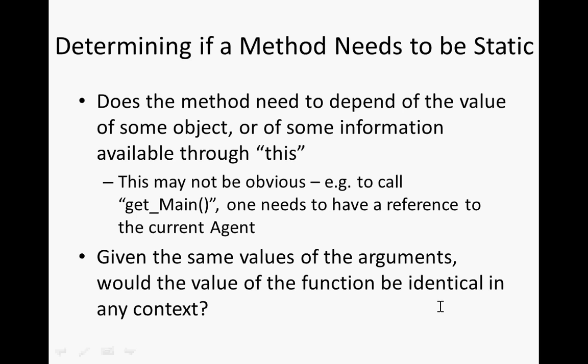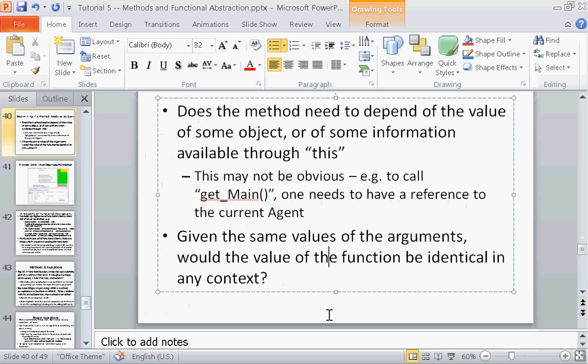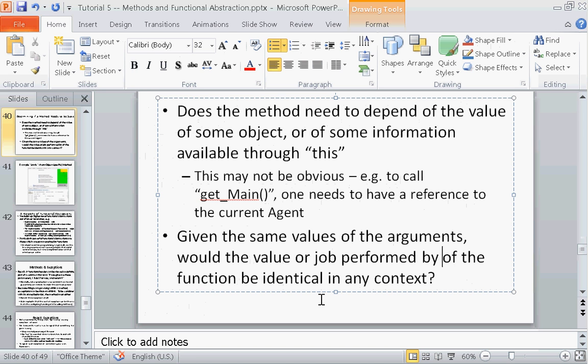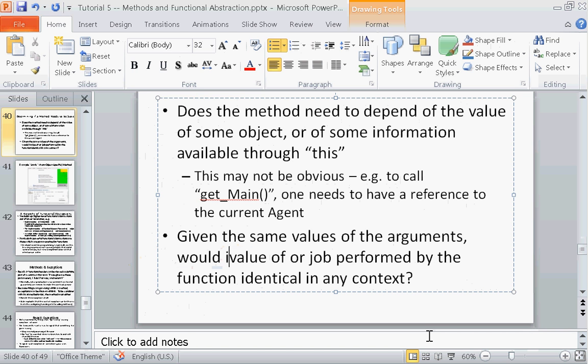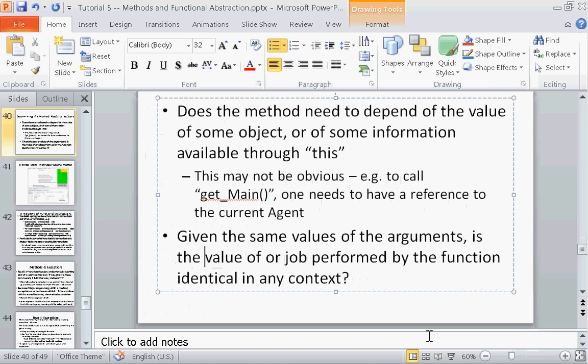Is the value or job performed by the function identical in any context? If it is, then it doesn't need any other information beyond the parameters, so it should be a static thing. Again, this is fairly advanced stuff, but here's an example of a static method. Here's an age coefficient for smoking initiation. If we look up by age, it'll give you the smoking initiation coefficient. It's something that adjusts the mean smoking initiation rate hazard. Okay.